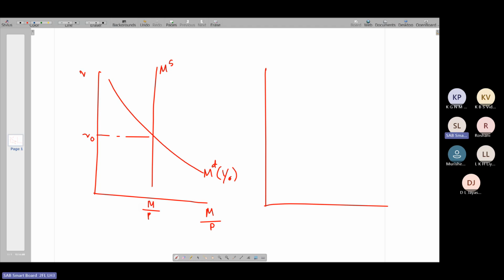Now we assume the income level increases from Y0 to Y1. If income level increases from Y0 to Y1, what happened? Money demand increases at the higher income level Y1. When there is a rise in the income level from Y0 to Y1, money demand under the transaction and precautionary motives increases. So that means the money demand curve shifts to the right.